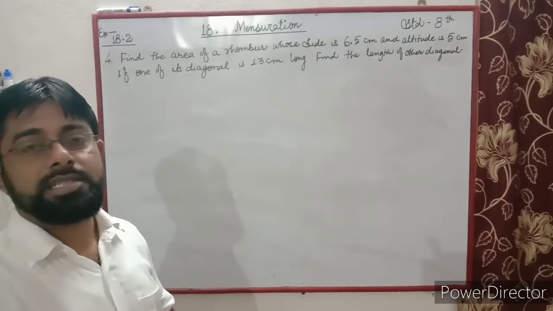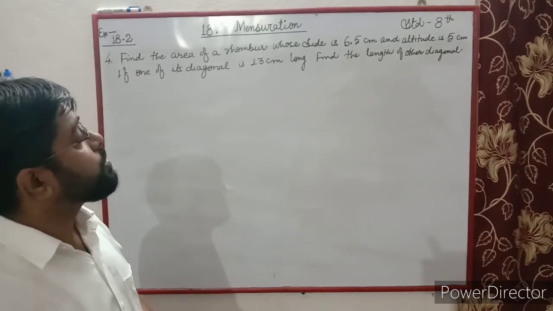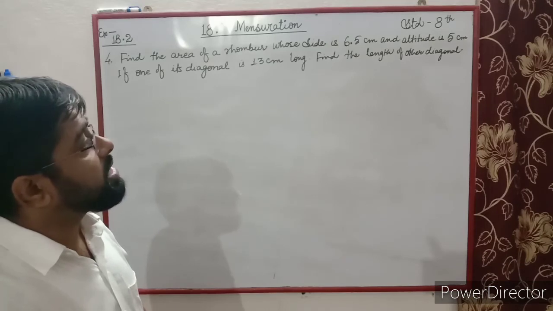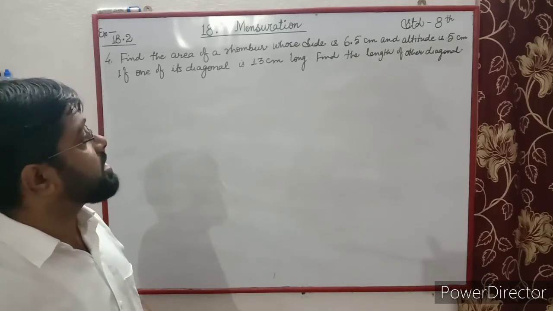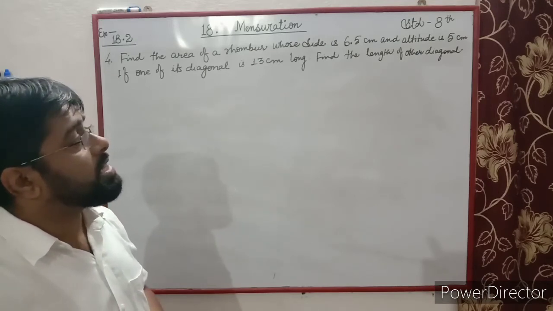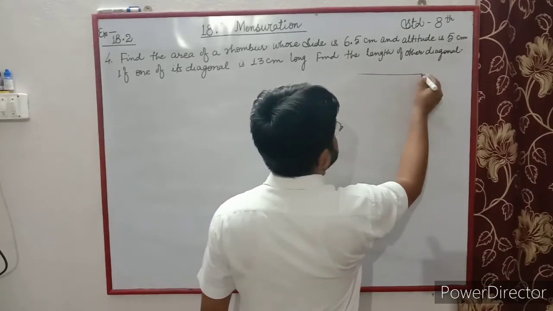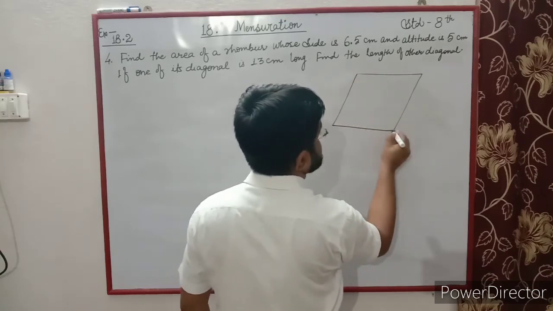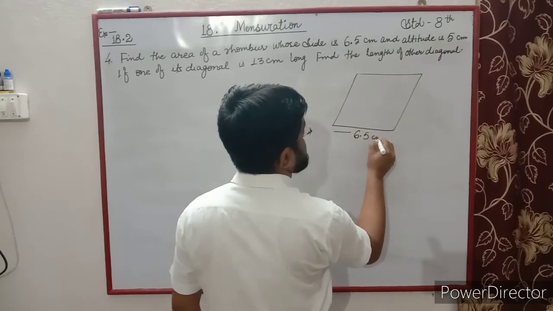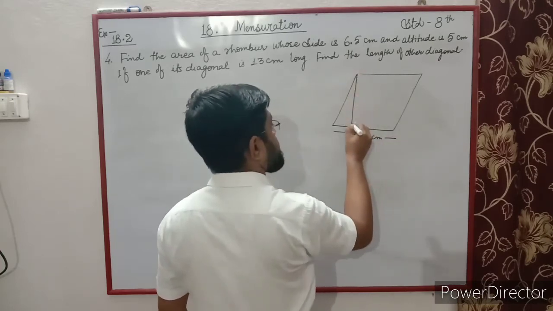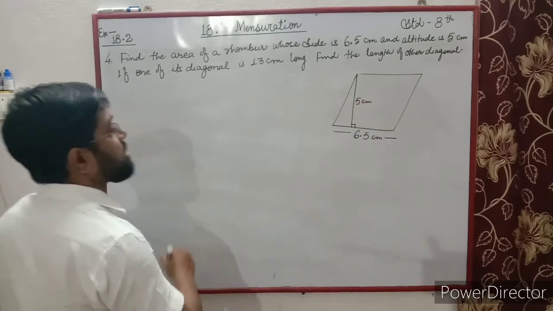Let's see few questions from exercise 18.2. Question number 4. Find the area of a rhombus whose side is 6.5 centimeter and altitude is 5 centimeter. If one of its diagonal is 13 centimeter long, find the length of other diagonal. So first of all, draw a rhombus whose side is 6.5 centimeter and altitude 5 centimeter.